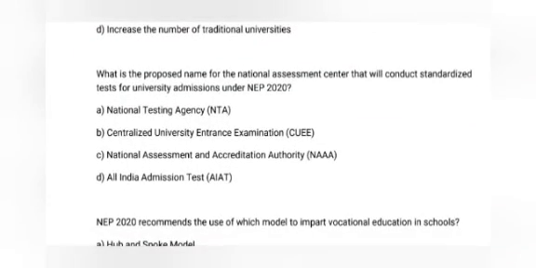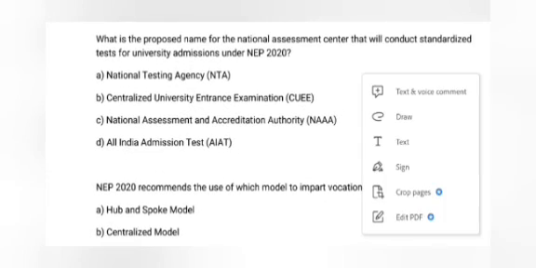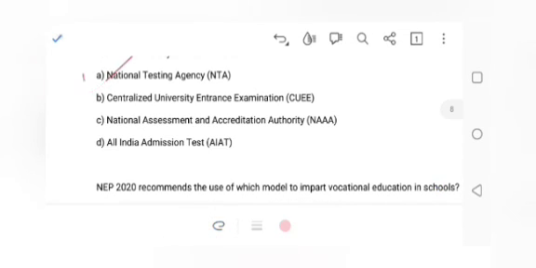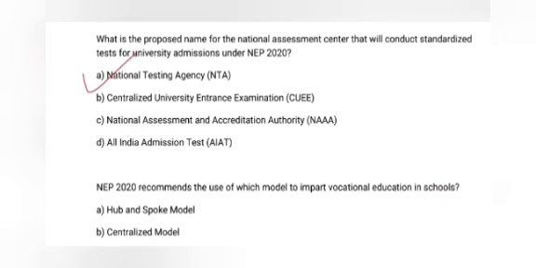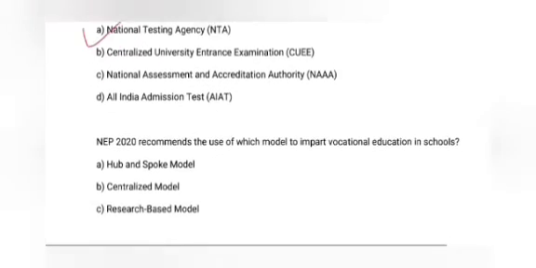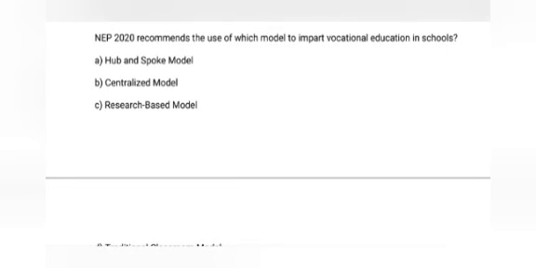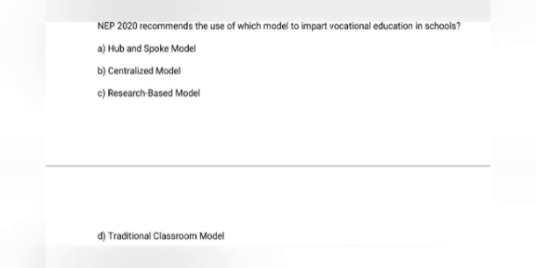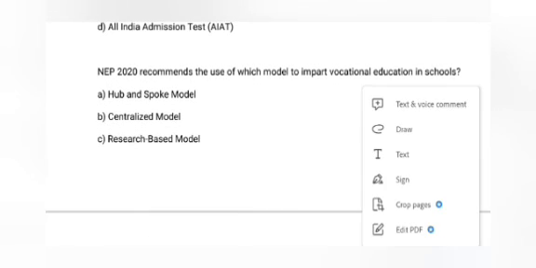Next, what is the proposed name for the National Assessment Center that will conduct standardized tests for university admission under NEP 2020? Okay, it will be, you all know, National Testing Agency. It also conducts various examinations including NET. Next, NEP 2020 recommends the use of which model to impart vocational education in schools? So these are the options. Correct option will be number one, hub and spoke model.